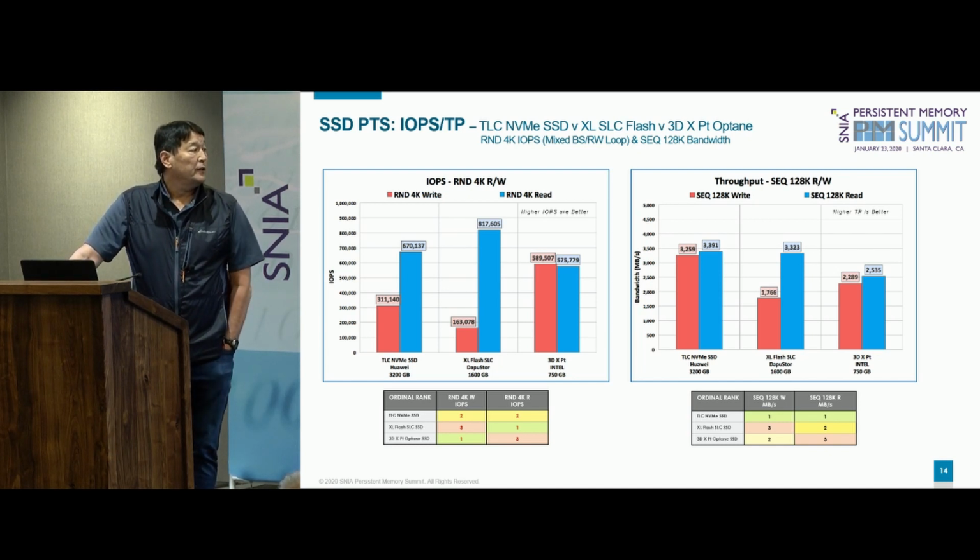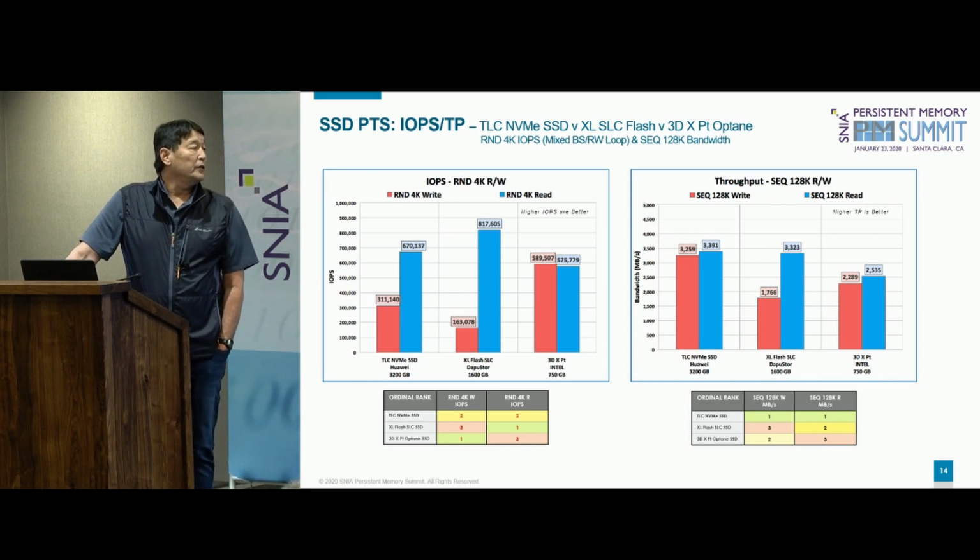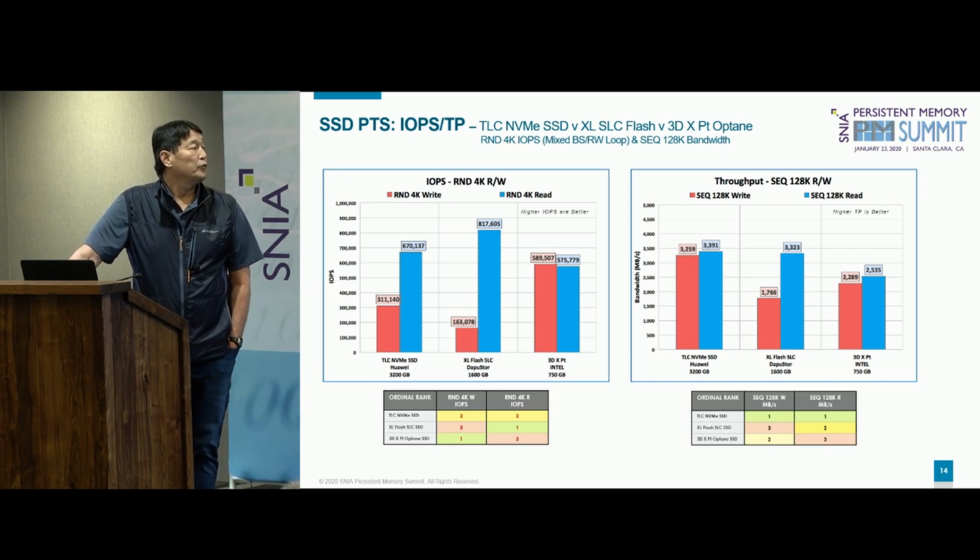On the left-hand side, you can see the IOPS, red is writes, blue is reads. For the TLC NVMe SSD, it has second place for the red. The middle XL flash is third place, and the right-hand side 3D XPoint has the highest performance for random 4K writes.